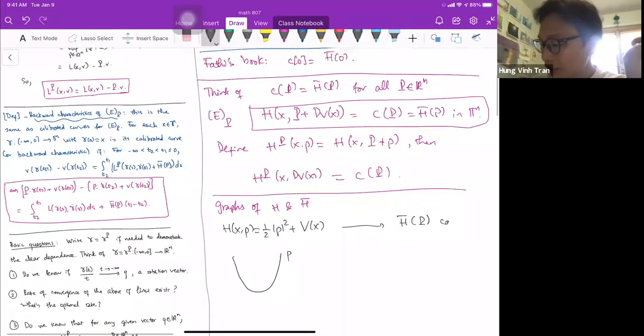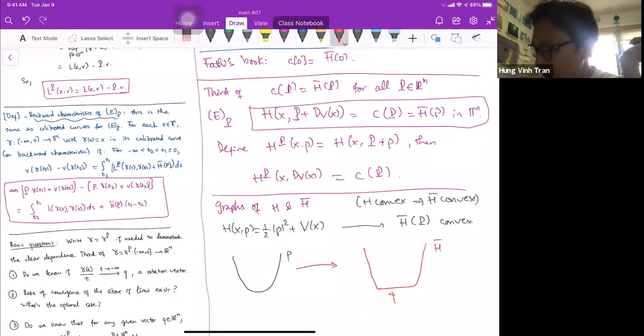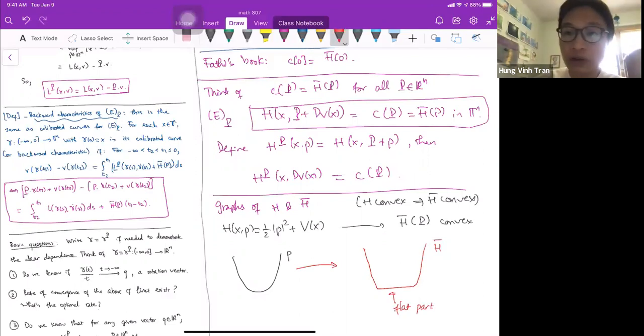So it turns out that this is still convex. If H is convex, then it's going to imply that H bar is convex. This we talked about earlier. The proof is very easy. But it turns out that after having H like this, if you want to draw the graph of H bar, then H bar is not as nice as H. H bar is convex, but typically the general picture is that it's going to be a Hamiltonian H bar that has a flat part here. And H bar is not uniformly convex anymore.